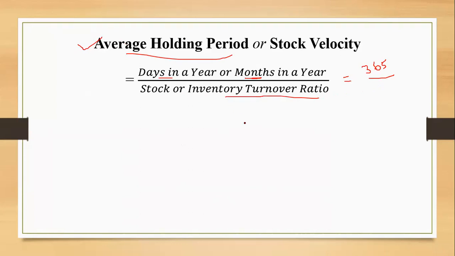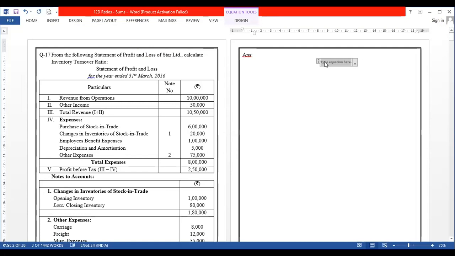Right. Over here, we've been asked to calculate inventory turnover ratio. Let me write the formula. Inventory turnover ratio. It is cost of goods sold upon average inventory. It's cost of revenue from operations. Actually, you should develop a habit of writing this thing.